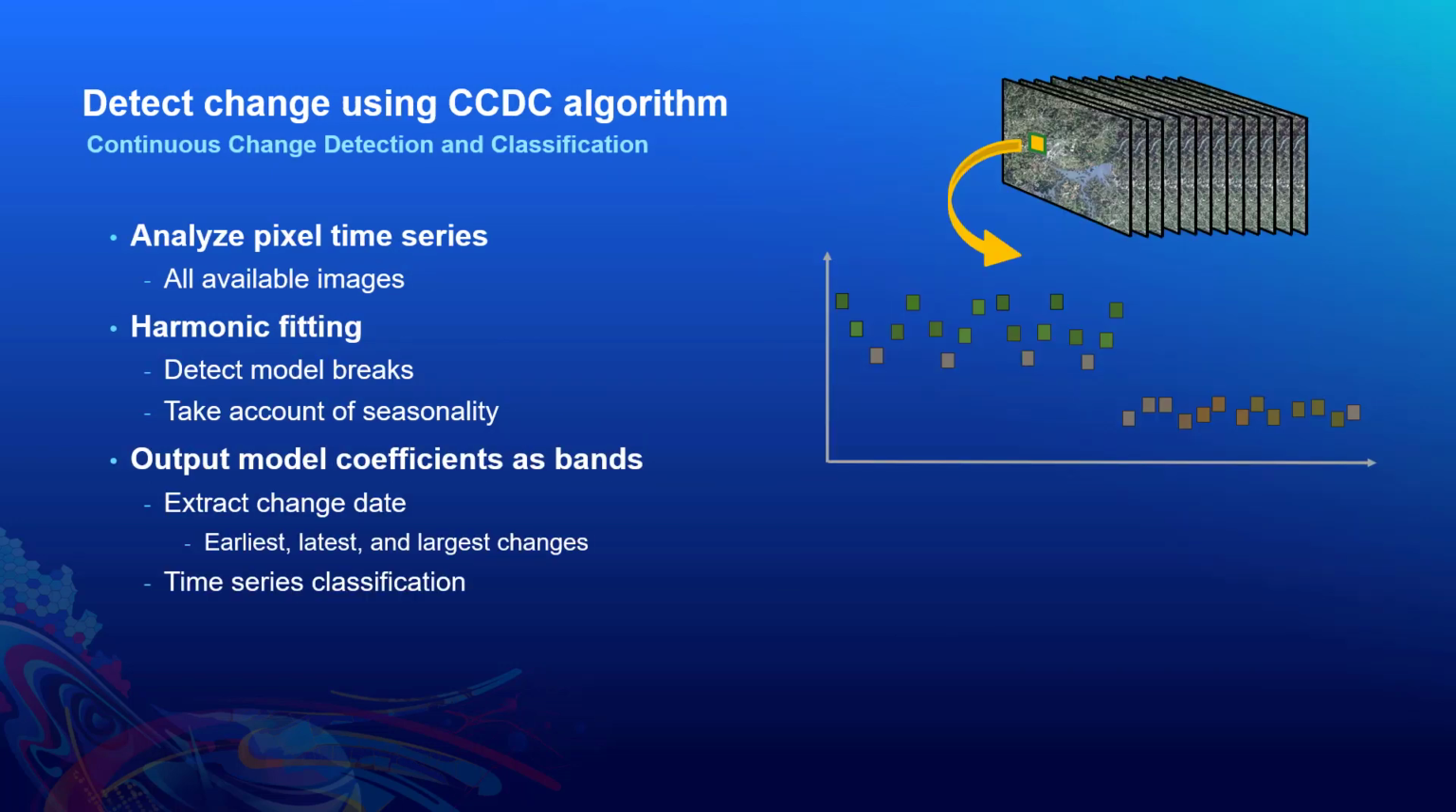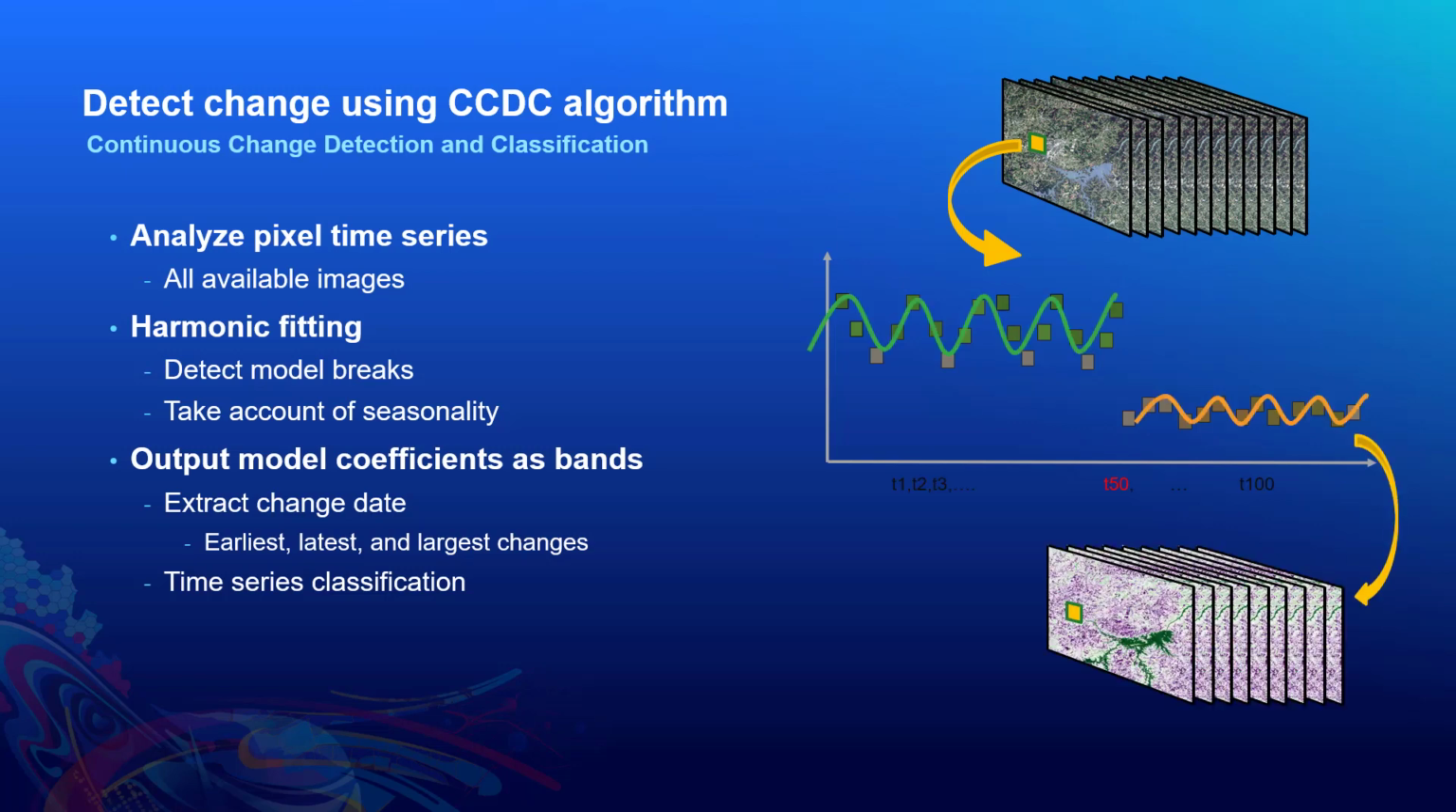One of the time series change detection algorithms we support in ArcGIS is CCDC, continuous change detection and classification. This algorithm uses a harmonic regression model to detect the change. So it needs a lot of images because it requires a dense pixel time series to construct a harmonic model. The model output is also a time series, which we call a change analysis raster, where each raster in the output is a multi-band that contains model coefficients.